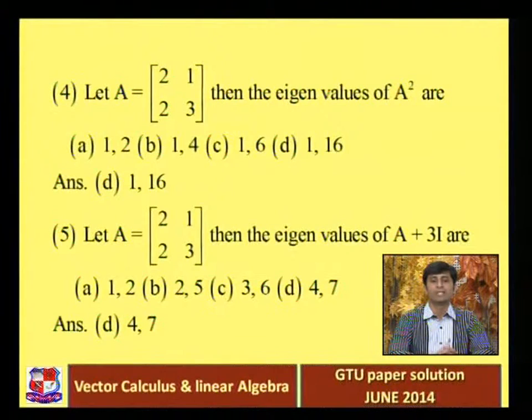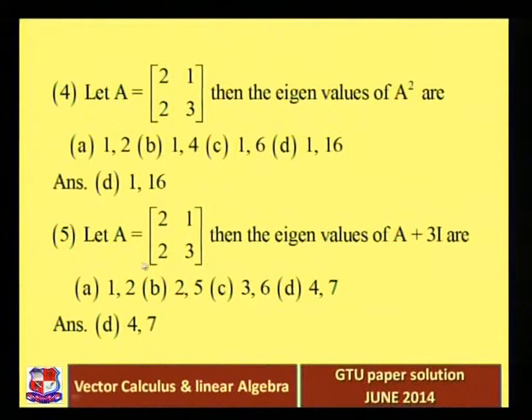Now there is one important theorem: if lambda is an eigenvalue of A, then lambda raised to k is an eigenvalue of A raised to k. So similarly, if you want to find the eigenvalues of A square, we just have to square the eigenvalues of A. So 1 and 4 are the eigenvalues of A, right? So 1 square and 4 square, that is 1 and 16. These two are eigenvalues of A square. So the correct answer is 1, 16.